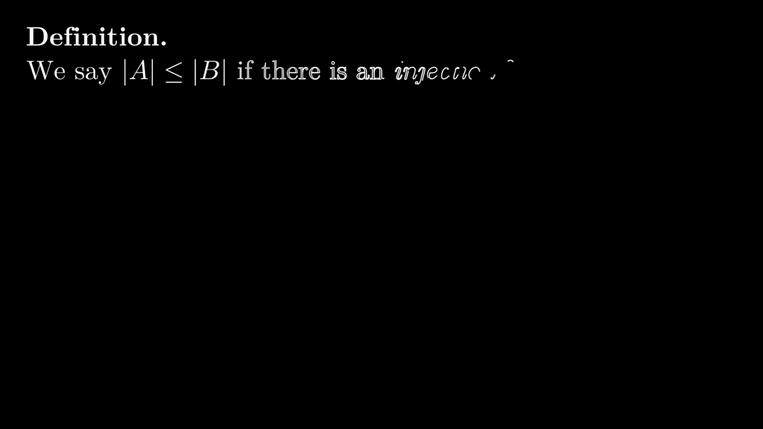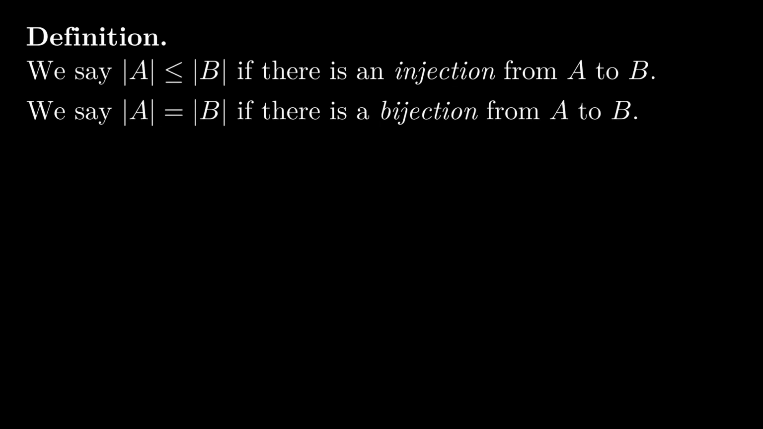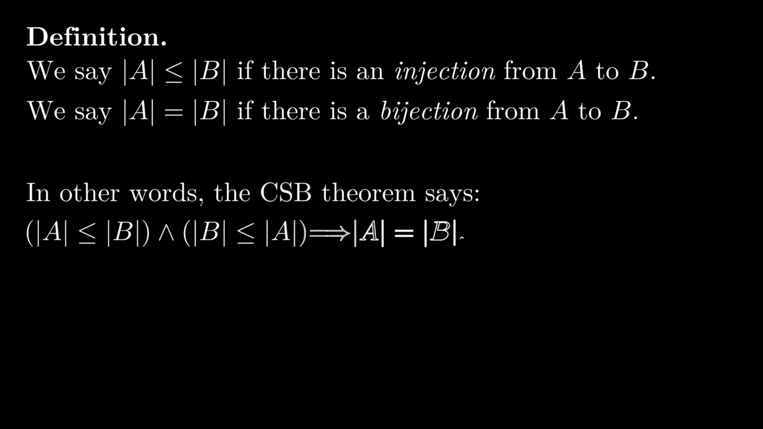Let's recall a couple of definitions. We say that the cardinality of A is less than or equal to the cardinality of B if there is an injective map from A to B, and we say that the cardinality of A equals the cardinality of B if there is a bijective map from A to B. In this language, the CSB theorem says if the cardinality of A is less than or equal to the cardinality of B, and the cardinality of B is less than or equal to the cardinality of A, then A and B have the same cardinality.